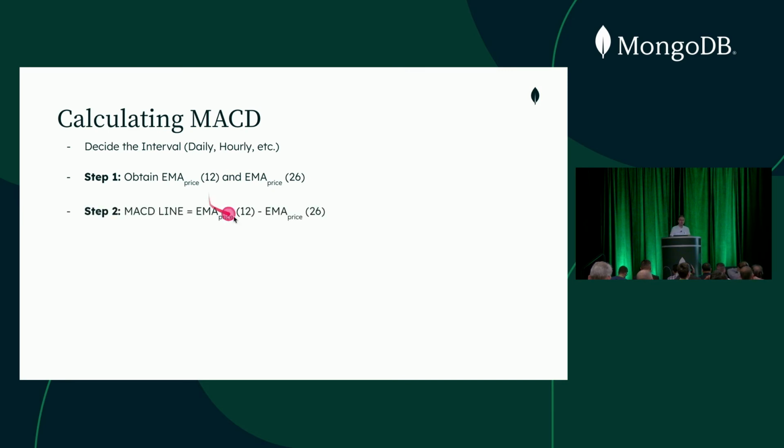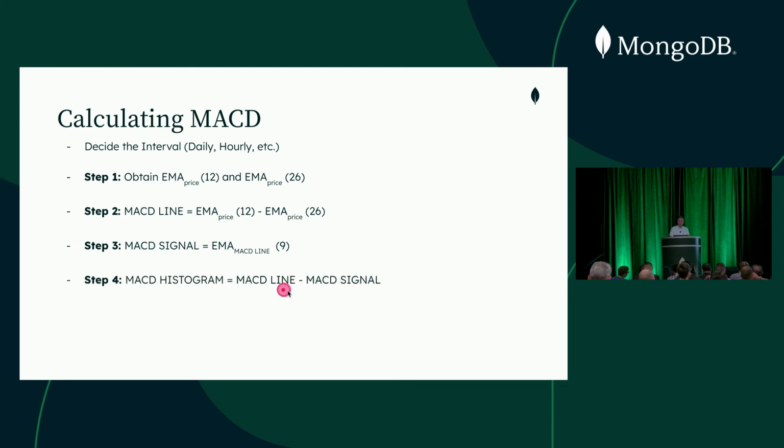You need to subtract these two exponential moving values. Then you will end up having the MACD line variable, okay? Then you need to run another exponential moving average for the MACD line. Then you will have the MACD signal, another variable. Then you need to get the difference between the MACD line and the MACD signal. Then you will have the MACD histogram variable.